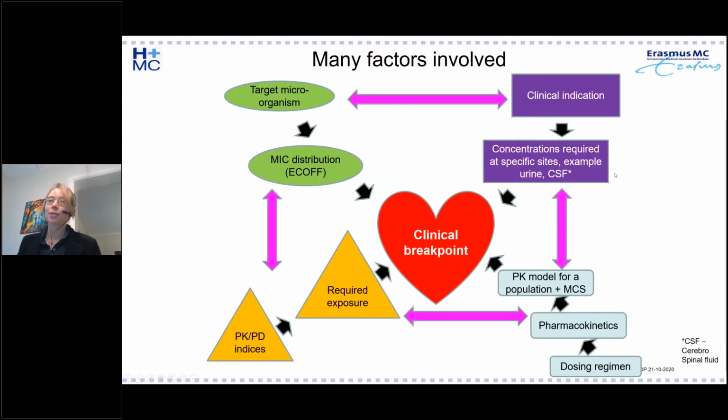So this is what it's all about. In the middle, the clinical breakpoint, that's what we're aiming for. And John talked already about the green part, the distributions of the MICs, and about the orange part, how to determine the PK/PD indices and the exposure that you actually need to kill the bug. And I will focus more on the light blue part here, and that's the pharmacokinetics in human.